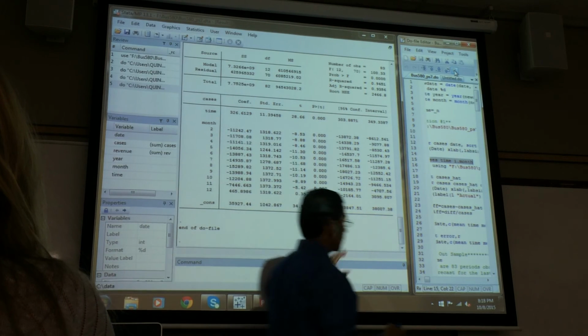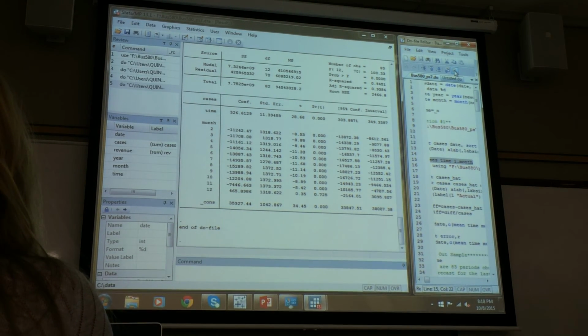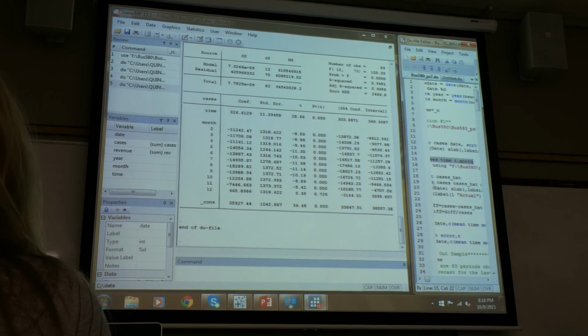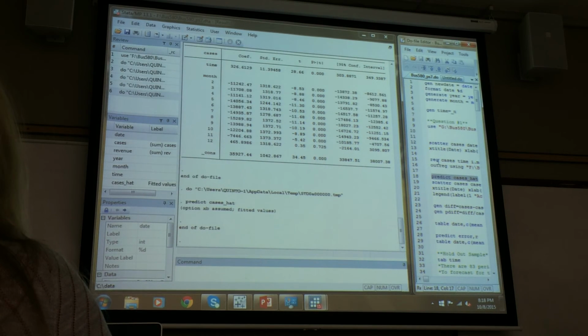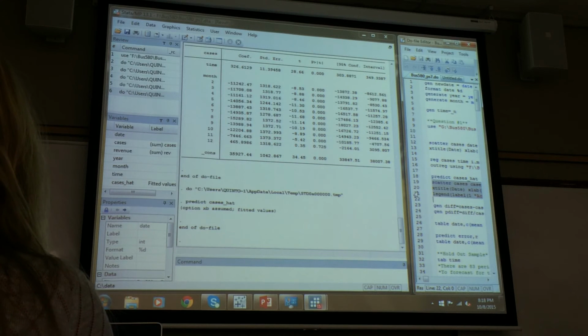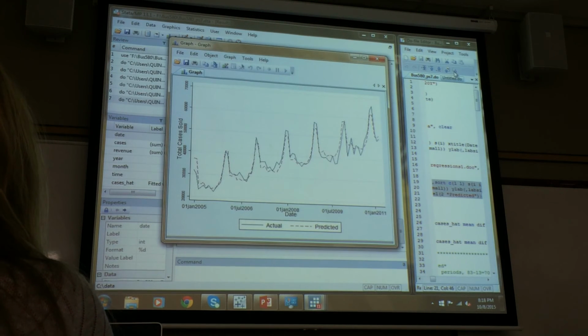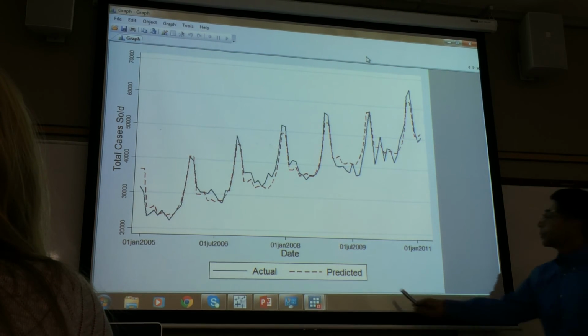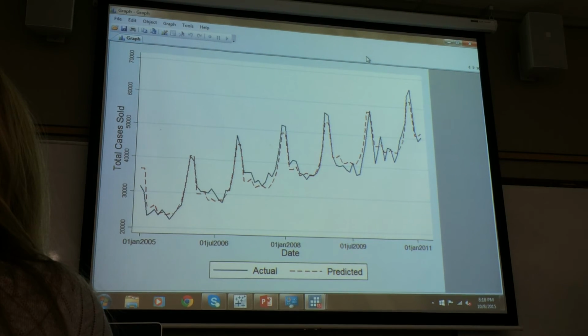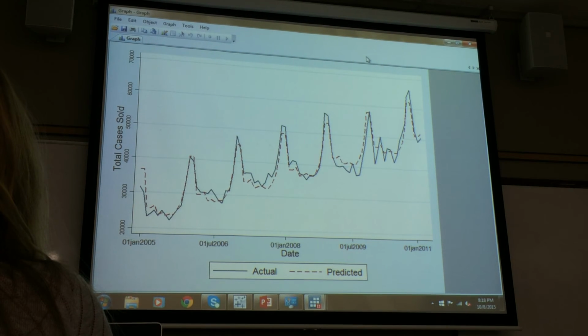Let's see what the fit looks like. So what do we do? We save the regression output, and that's our predict command. And this is the same graph we ran earlier also. So it's a pretty good fit. Our predicted case volume follows the actual time trend, the trend in cases, pretty well. We were comfortable to use it as a benchmark.